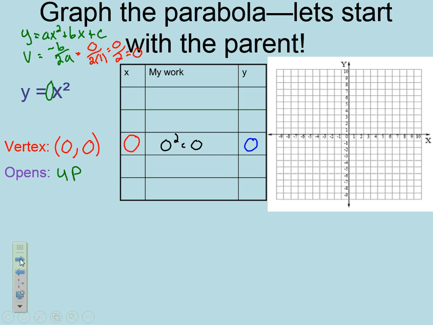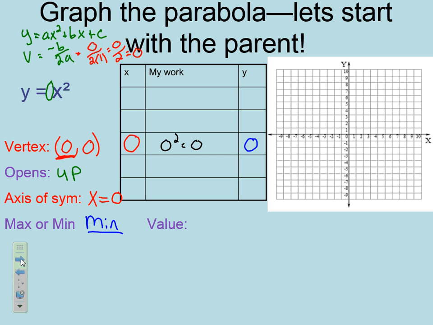Alright. Then, before we even fill out the rest of our table, we can determine our axis of symmetry. That's going to be x equals, remember that's our x value of our vertex, so it's just x equals 0. We can also determine whether it's going to be a max or a min. Okay, if it's going up, it's going to have a minimum. And our value is always going to be our y value, so y equals 0.